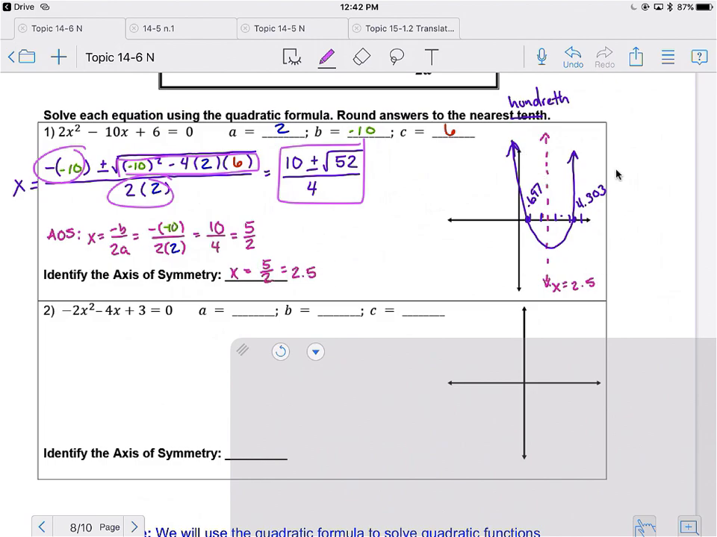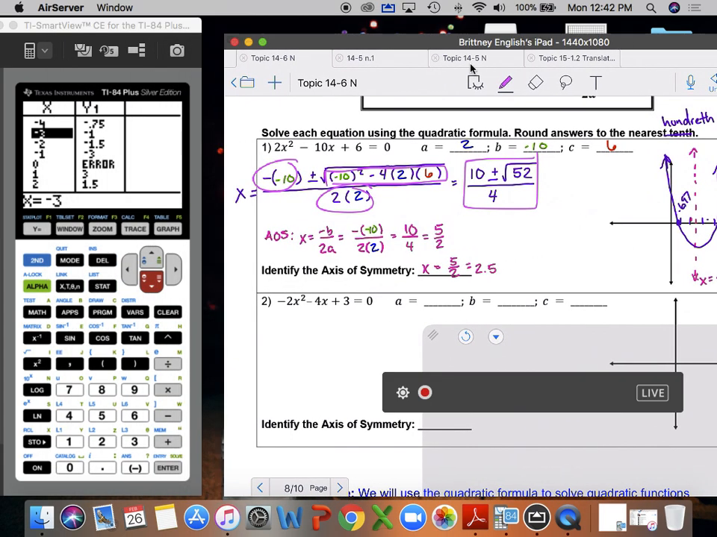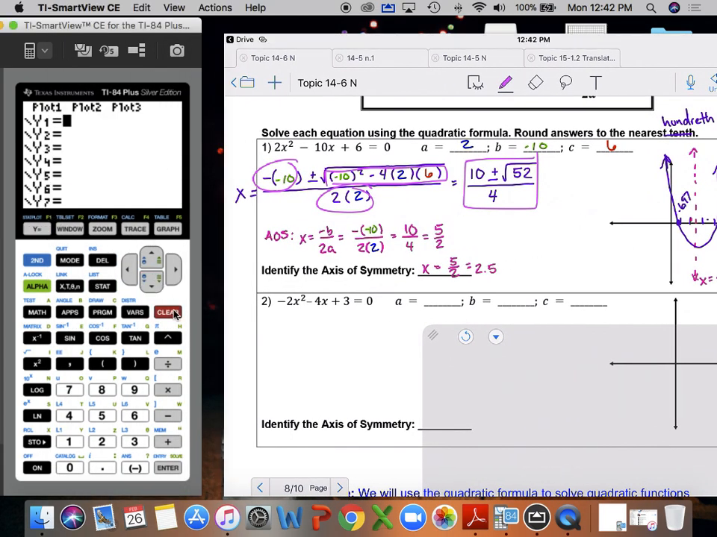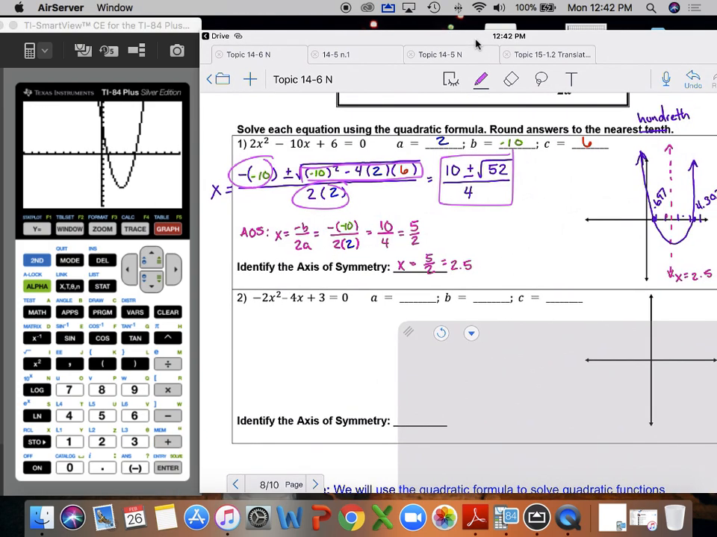Now, in order to draw the graph, we can put that original equation into our calculator. So 2x squared minus 10x plus 6. So we have a graph that we can see. So we draw a rough sketch. We found our axis of symmetry, which comes from your vertex.